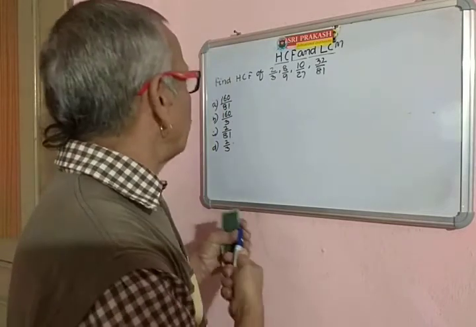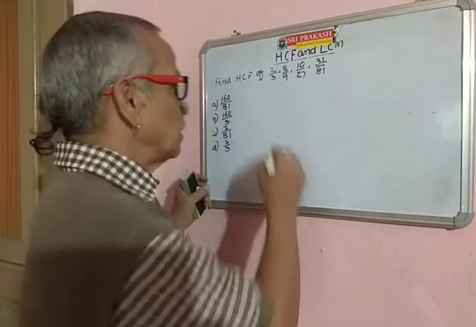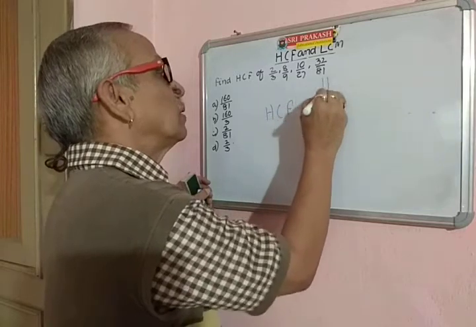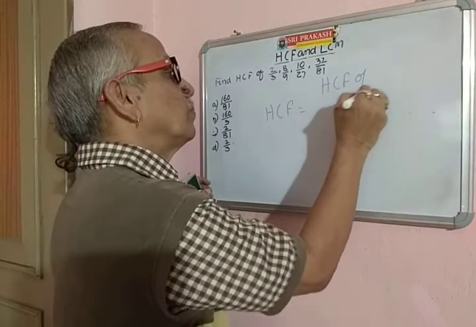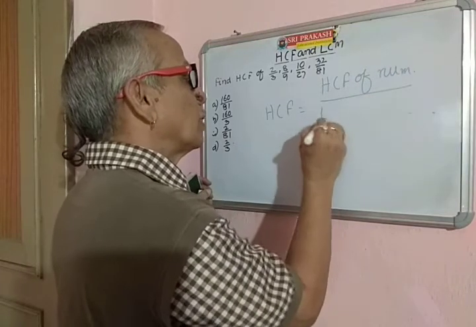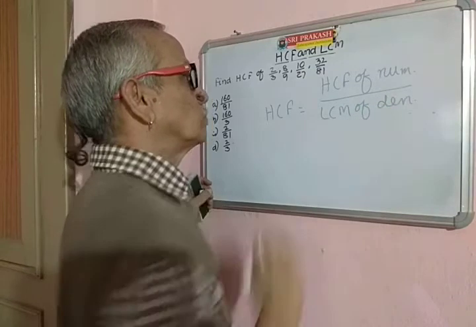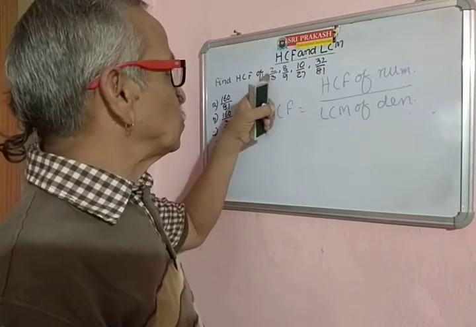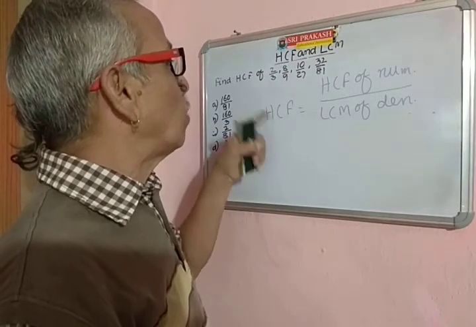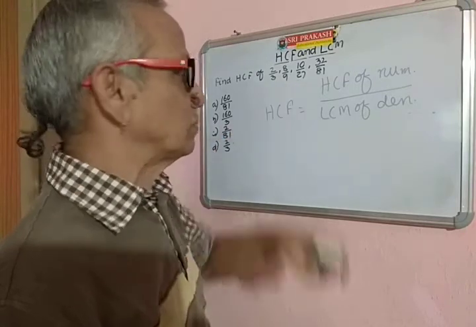So what is the formula for HCF of given fractions? HCF is equal to HCF of numerators by LCM of denominators. So what are numerators? 2, 8, 10 and 32. And what are denominators? 3, 9, 27, 81.